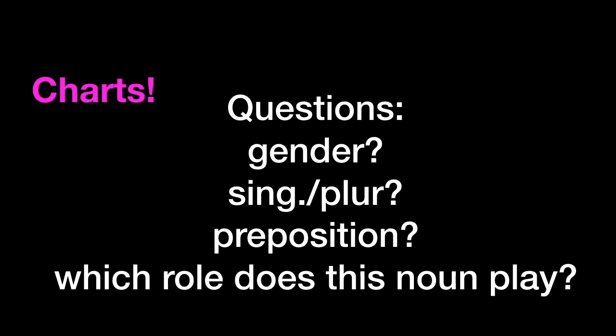You must have charts. You must, absolutely must have charts. Charts are the only way to figure this out. So we'll get to the charts in a minute. But remember those questions. You're going to start asking, what's the gender? Is it singular or plural? Is there a preposition in front of this noun, in front of these adjectives, in front of a definite or indefinite article? Prepositions make everything change up. And what role does this noun play? All right, we're going to ask about the role of a noun in a sentence. So let's take a look.